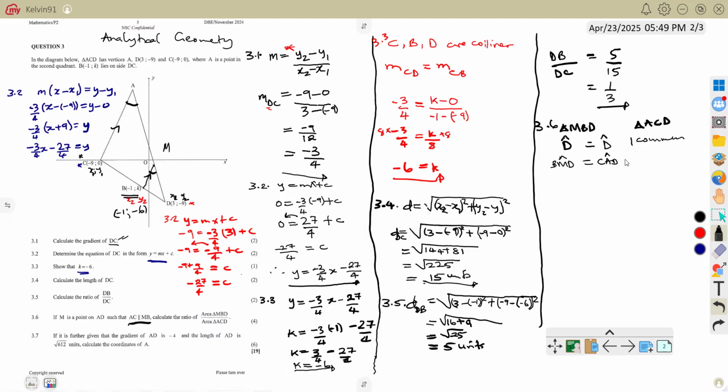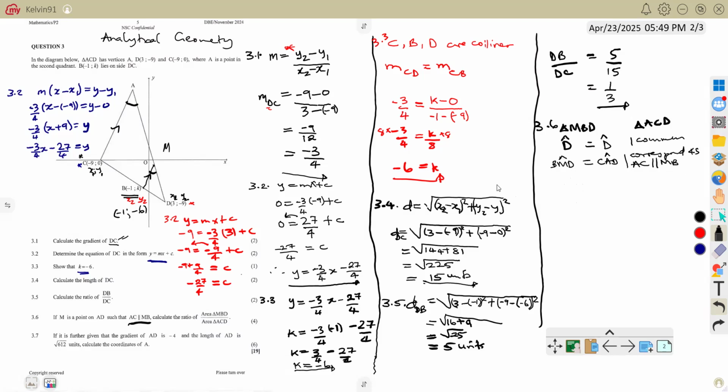Why are we saying those two are equal? They are corresponding angles. What is it that we are given? We are given that AC is parallel to MB.